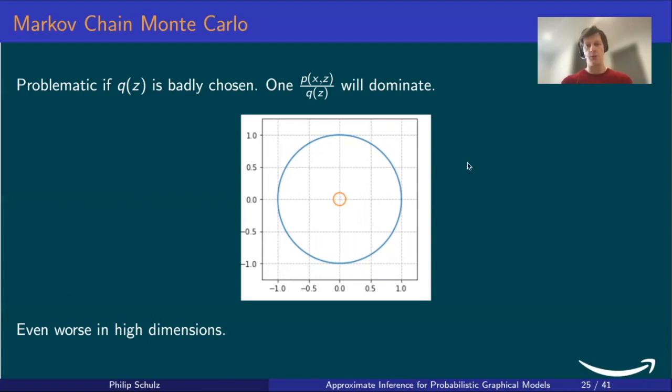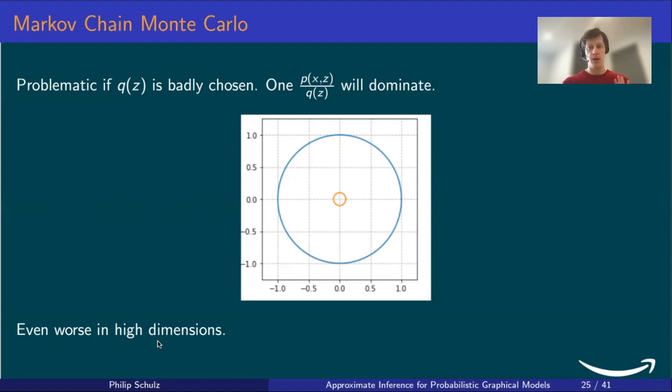Lots and lots of weights will be very small. There are some weights that will be very high, which means overall, if we take the variance over the weights of all samples, we'll get a very, very high variance, which then again means that our estimator, that sample-based estimator, becomes very unreliable. And I'm showing you this here in just 2 dimensions, right? And there you can kind of see, yeah, if we choose QZ badly, then we have very little chance of actually hitting the posterior.